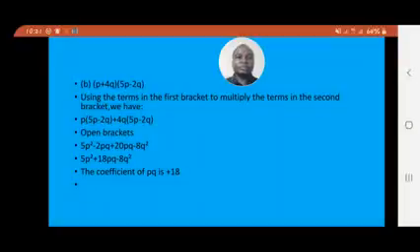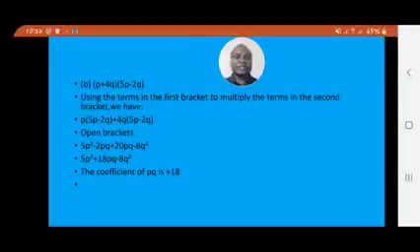Now the next step is to open brackets. This place is, I'm sure, familiar. Open brackets. That is p times 5p giving us 5p squared, and p times minus 2q giving us minus 2pq, plus 4q times 5p giving us plus 20pq, and 4q times minus 2q giving us minus 8q squared.